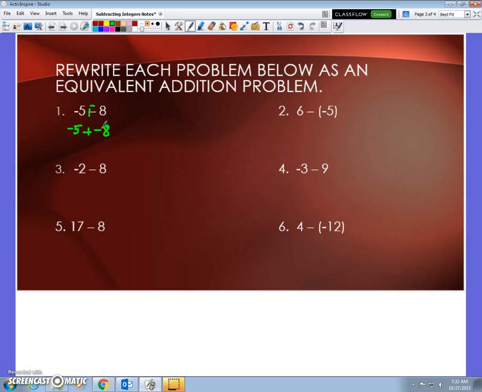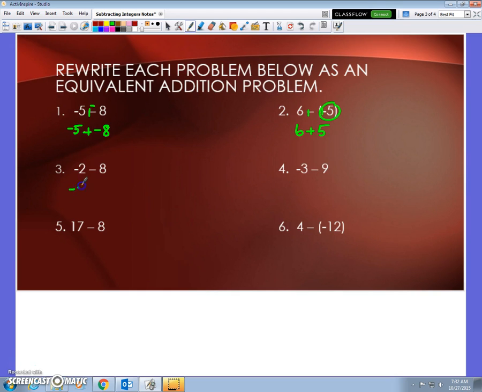An equivalent addition problem to a subtraction sign would be plus a negative. That's what we're doing. Again, let's go over to number 2. 6 does not change, but the next 2 signs do change. When I'm adding a positive number, I don't need to put the plus in front of the 5 anymore. I already know it's a positive 5, so I'm just going to put plus 5. The 2 negatives made a positive when they're right next to each other.